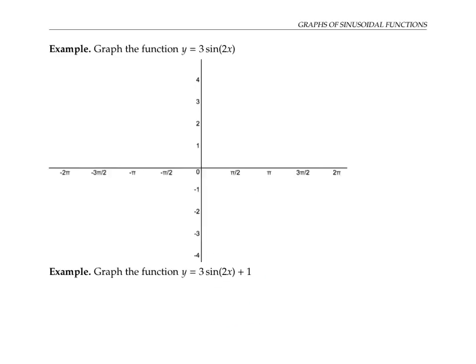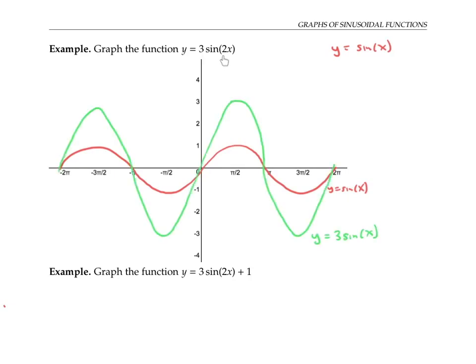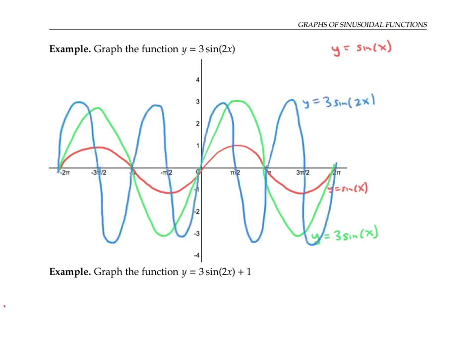Let's start by graphing the function y = 3 sine of 2x. This function is related to the function y = sine x, so I'll graph that first. Now the 3 on the outside stretches this graph vertically by a factor of 3, while the 2 on the inside compresses it horizontally by a factor of 1/2. If instead I want to graph y = 3 sine 2x plus 1, this plus 1 on the outside shifts everything up by 1 unit.